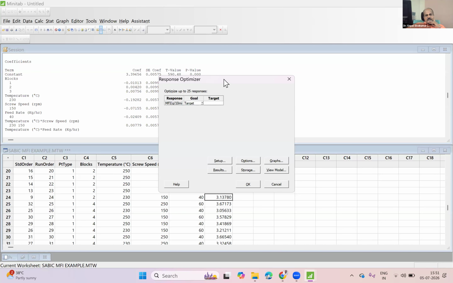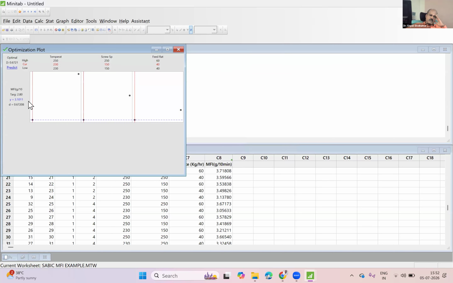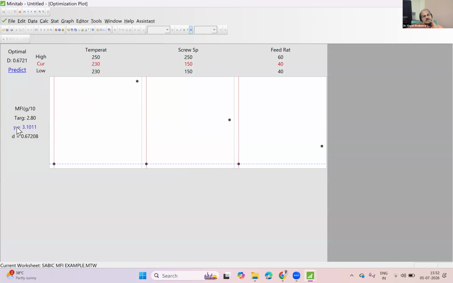What is the targeted MFI you want? Let's say the targeted MFI is 2.8. Now the combination that can produce closer to 2.8, Minitab will show. Let's see. What is the closest value possible? 3.1. 2.8 is not possible, but 3.1 is possible. So this is the advantage with dealing with the measured data.